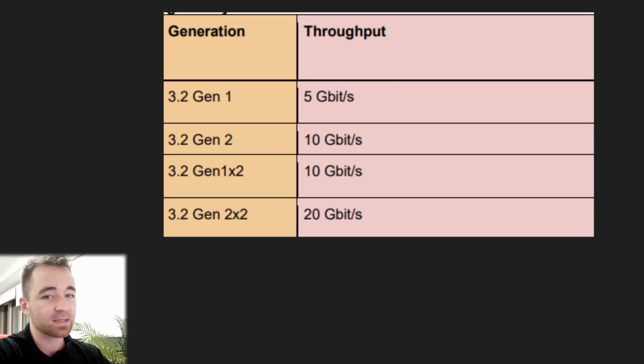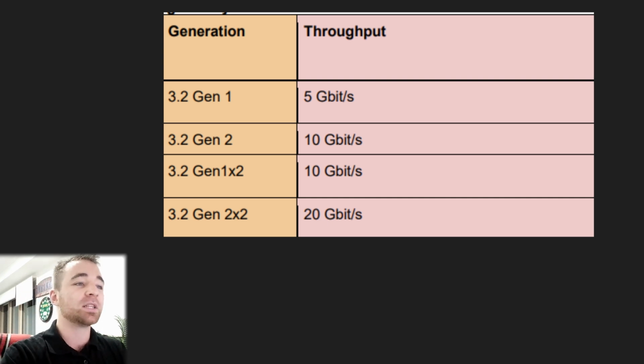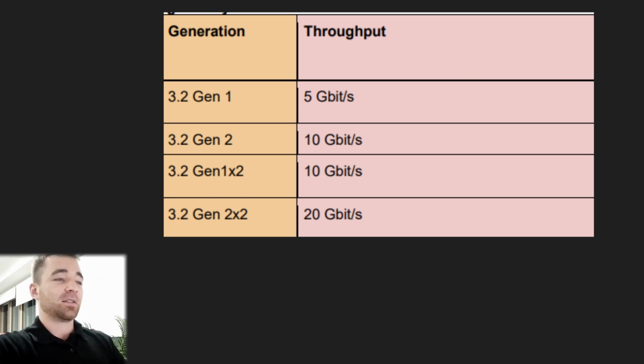Now, here's the pain in the butt kind of topic here. USB 3 is currently at version 3.2, and there are different generations within that, and you need to know all of them. Here we go. Are you ready? You will need to know USB 3.2 Generation 1 has a throughput of 5 gigabits per second.